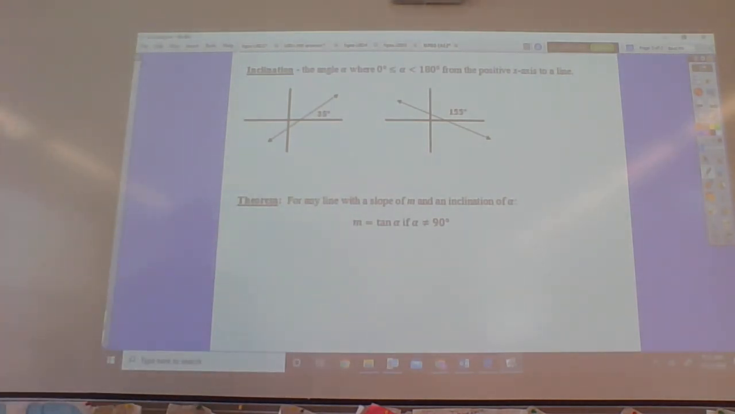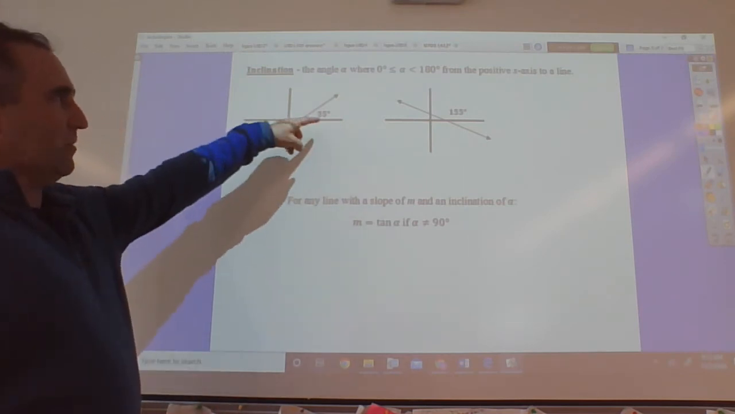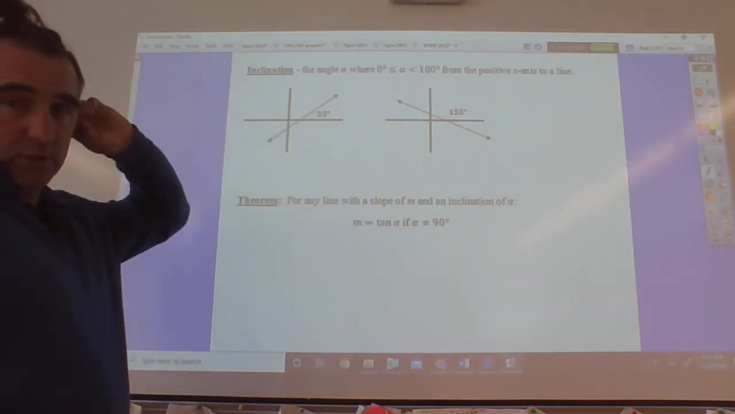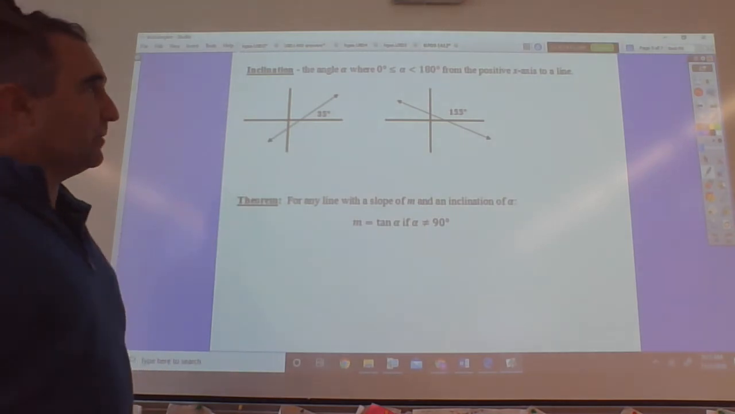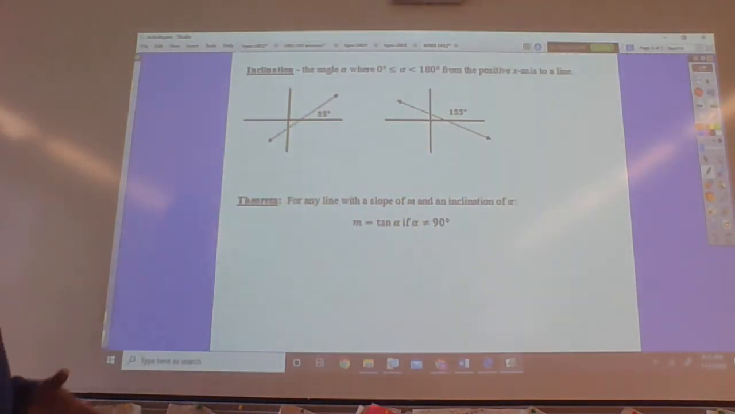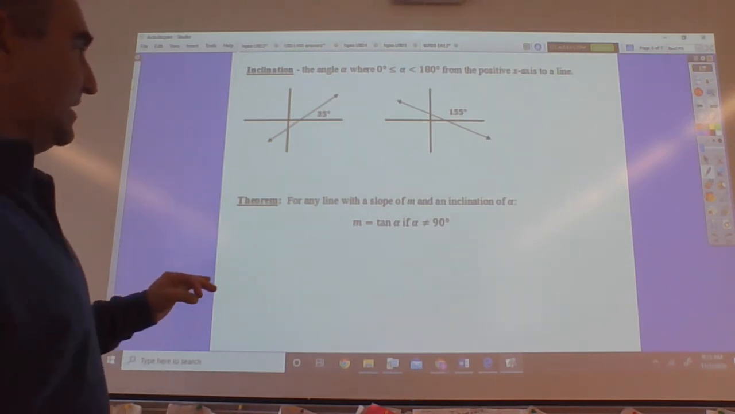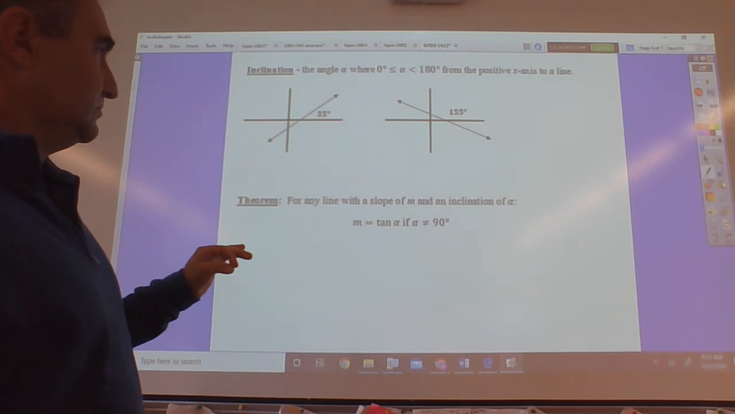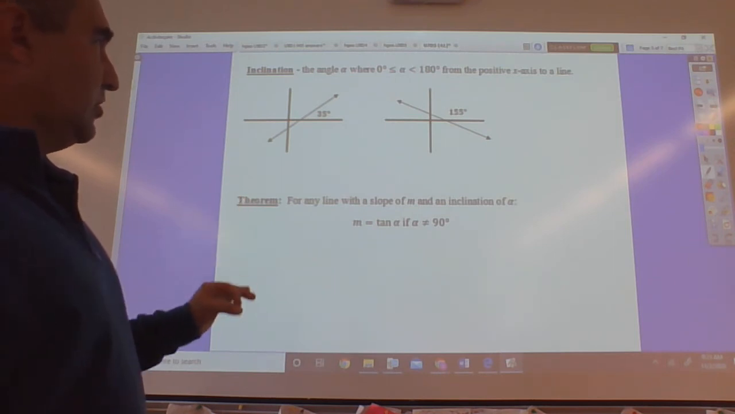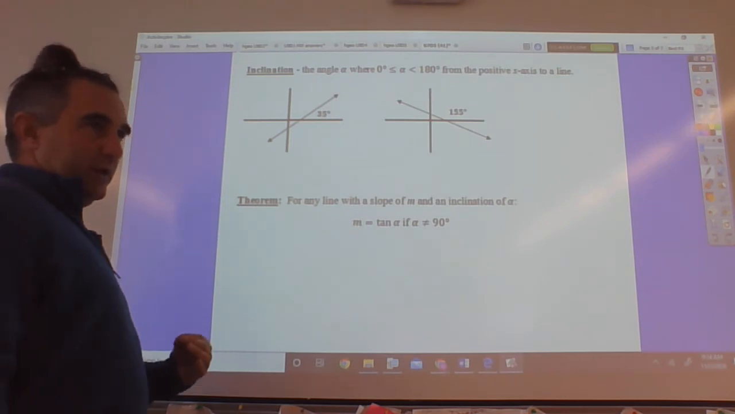If we're looking for the angle of inclination, we're looking for that angle from the x-axis to a line. So standard position opening up can be obtuse, can be acute. What we're telling you now is that the slope is equal to the tangent of the angle of inclination.